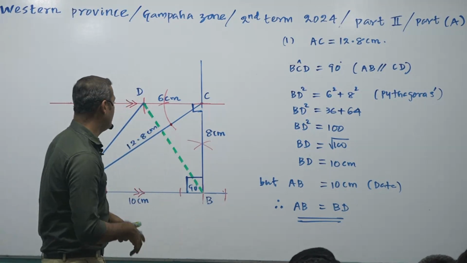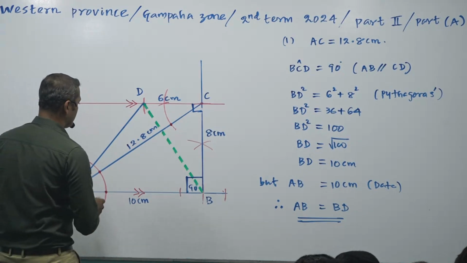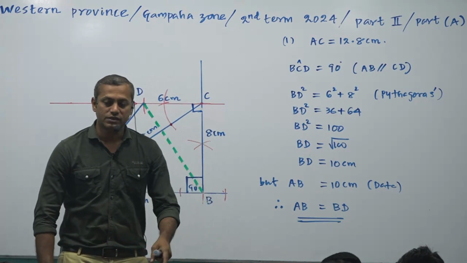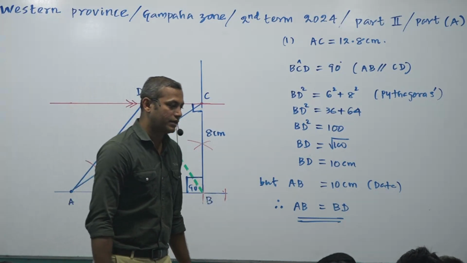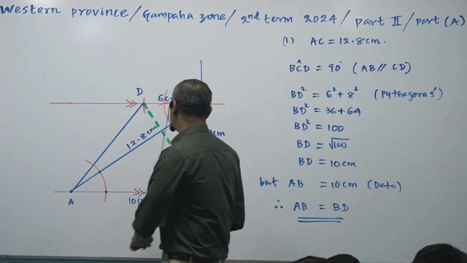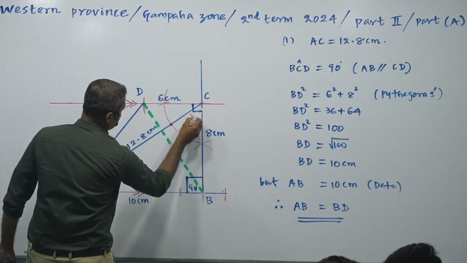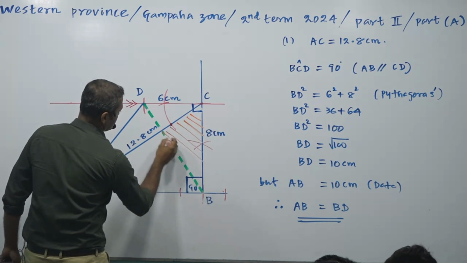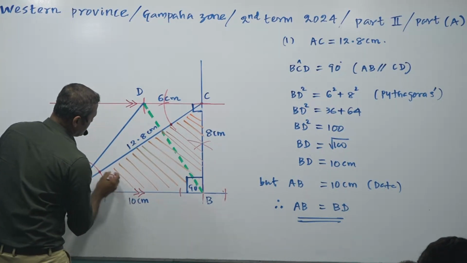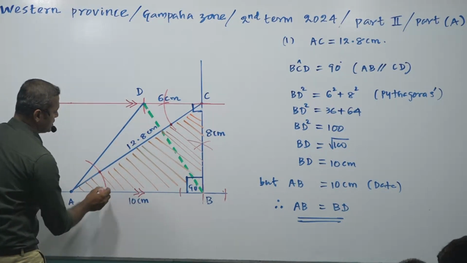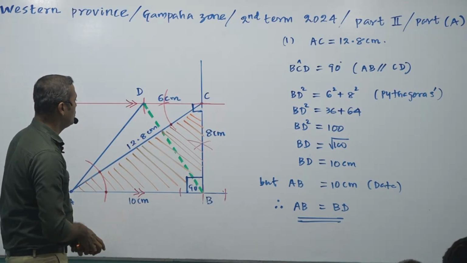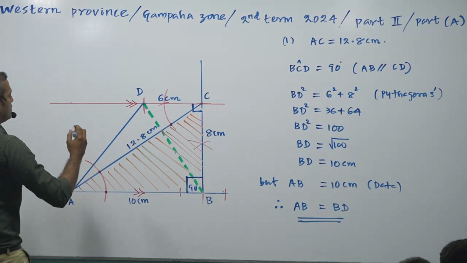Here see, if you consider this triangle ABC, they have asked you to consider the sides of triangle ABC. So consider this triangle ABC. Can we write a relationship between the sides using Pythagoras theorem? Yes? How? AC squared.